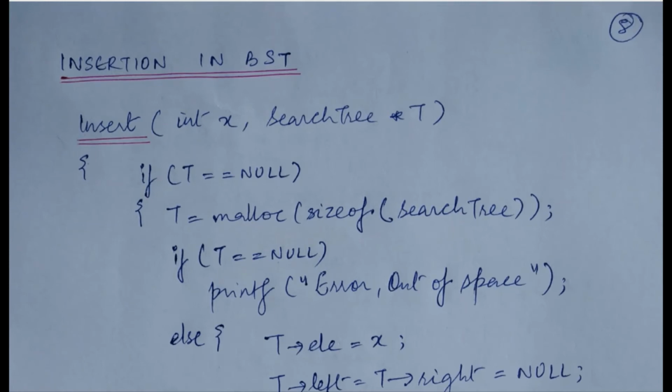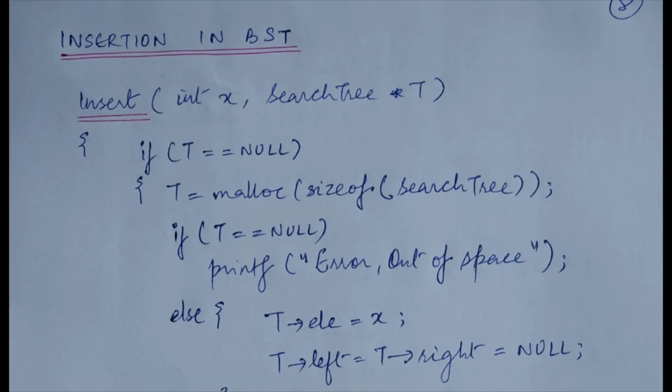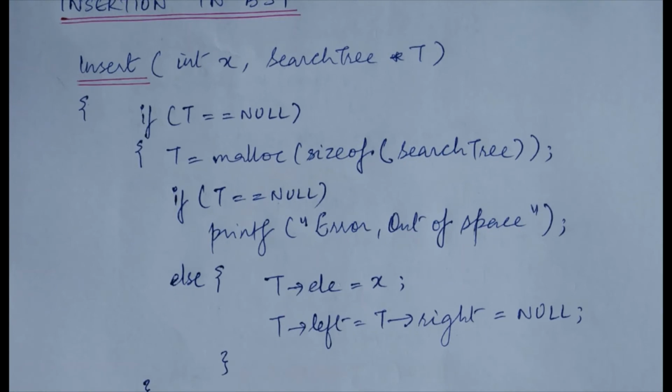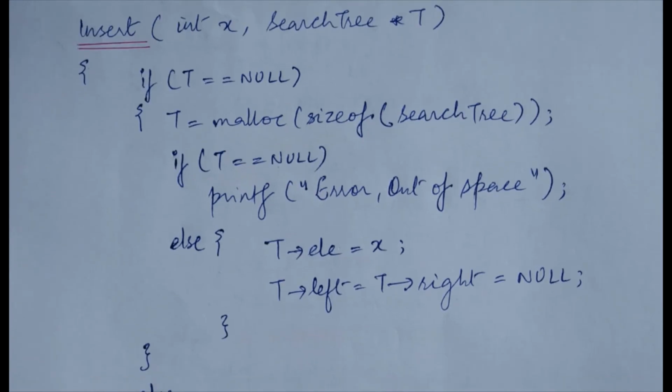After malloc, if your t is still null, that means the system is not able to allocate memory to you. Either it's out of space or there's some other technical error. So it's good programming practice to check if t is equal to null. If it's not null, then you put the element x in t. You set the left and the right pointers to null. You can also call make empty for this x, and that will do the job for you.